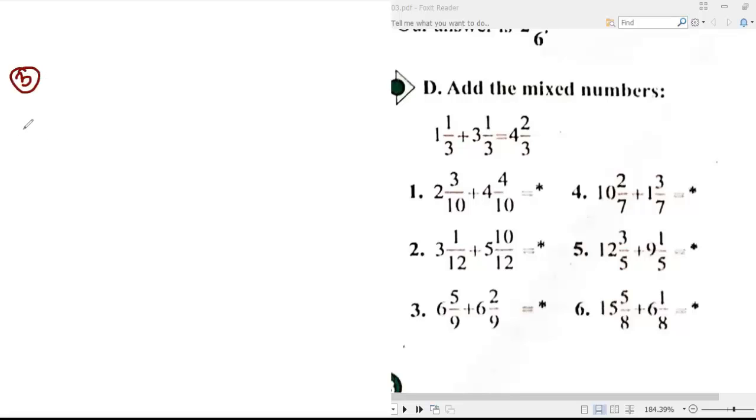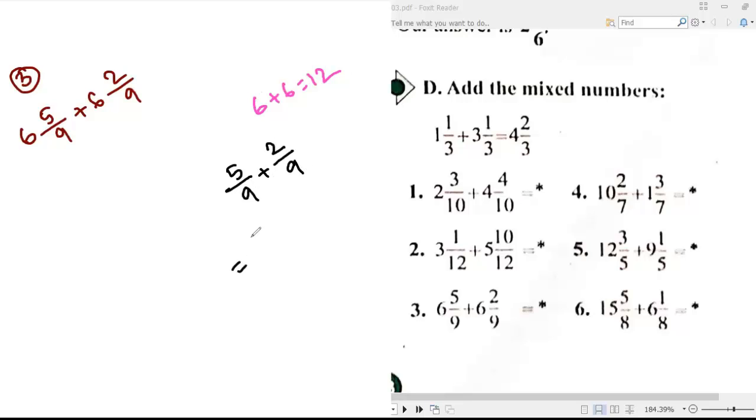Now number 3. Number 3 says 6 whole 5 by 9 plus 6 whole 2 by 9. So at first we have to add the whole number. 6 plus 6, that will be 12. Now add the fraction. What will be the fraction? 5 by 9 plus 2 by 9. If we add these two fractions, then we'll get our final solution. So denominator will be 9 and we just add the numerator, 5 plus 2. 5 plus 2, that will be 7. 7 by 9. Now add. So the answer will be 12 whole 7 by 9. And that is the answer of number 3.